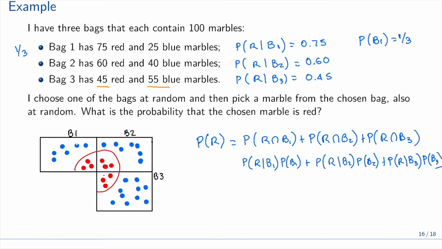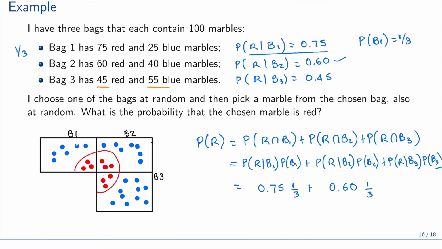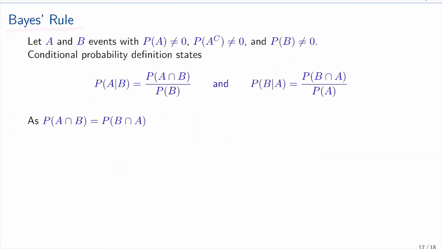So we just have to replace the values. So we have the probability of choosing red, given that we choose bag 1, is 0.75 multiplied by 1/3, plus 0.60 multiplied by 1/3, plus 0.45 multiplied by 1/3, and that will give us the total, which is equal to 0.6.